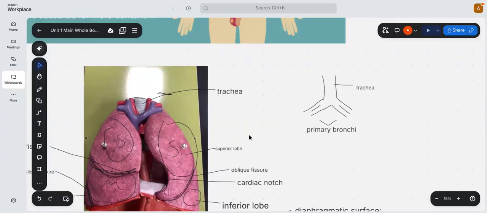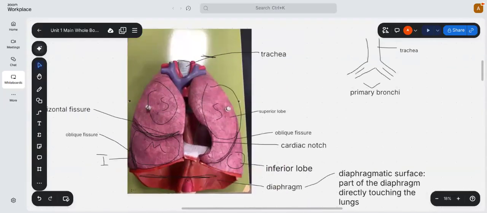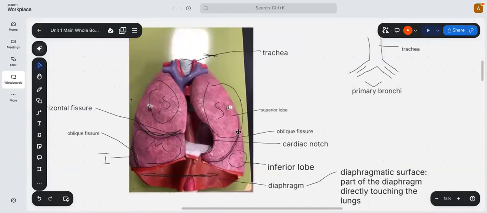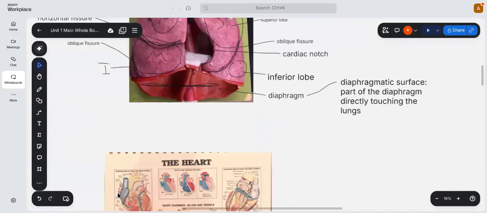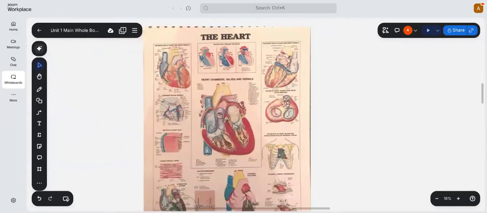So that is everything for the lungs. Pretty much everything you need to know. Lots of the names and terminology is the same on both sides, so it's very easy to remember. Moving on, we're going to now look at the heart.